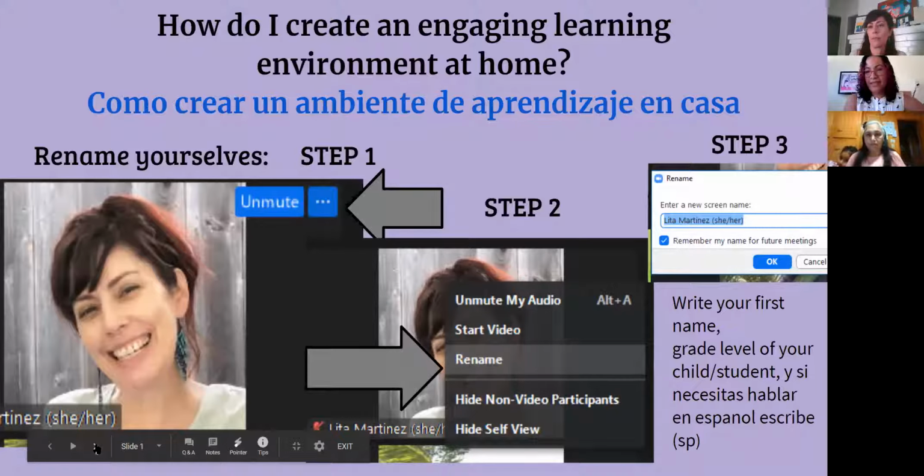So in the rename box, we want to ask you to write your name, the school that your child goes to, and their grade. And if you are speaking Spanish, we are asking families to write SP next to their name. So you can go ahead and do that now, please.